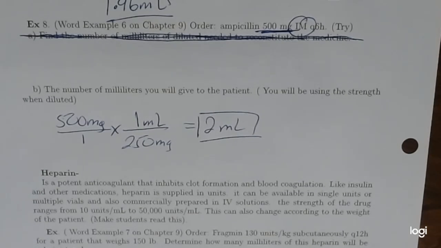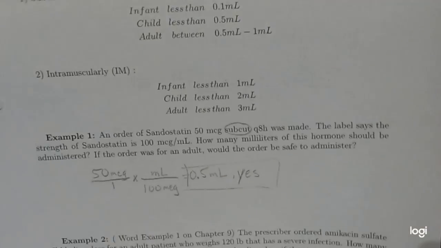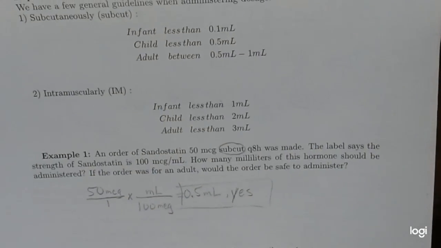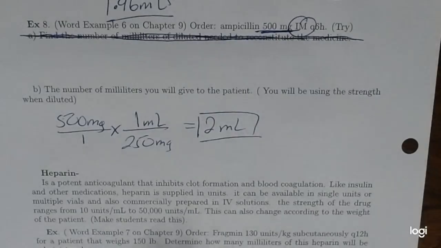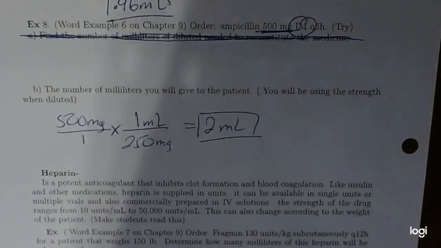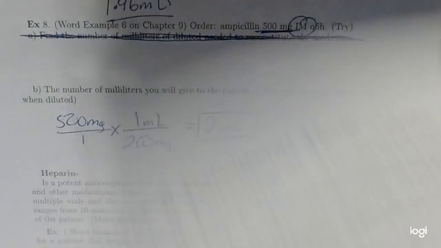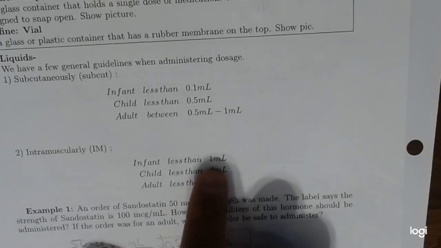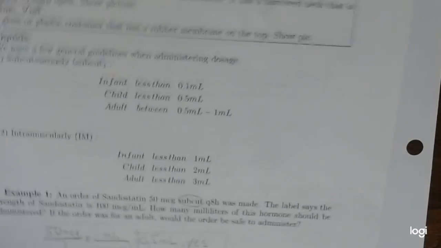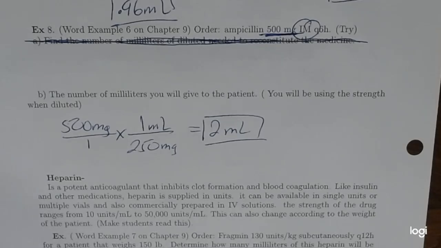So here's a question for you guys. Since it's IM, is this safe for an adult? Hopefully you say yes, right? Since it's IM, intramuscular, an adult is less than 3, so that's a yes. Right? Is this safe for a child? Yeah, you could probably say yes, right? It's less than 2, but it's exactly 2, so it should be good. And for an infant, you would say automatically no, right? Because it's less than 1. So that's the kind of scenario you're going to be seeing when it comes to this type of chapter stuff.